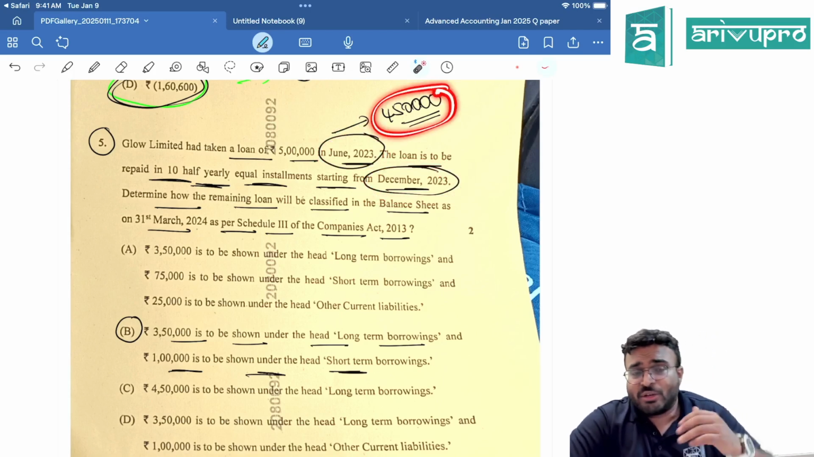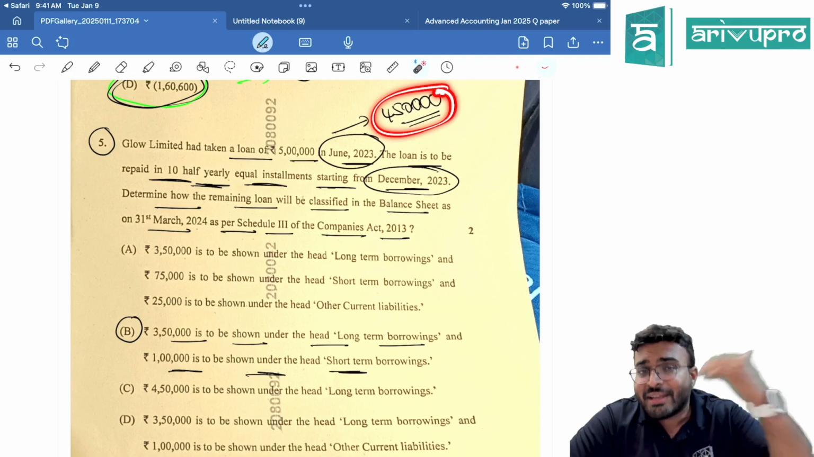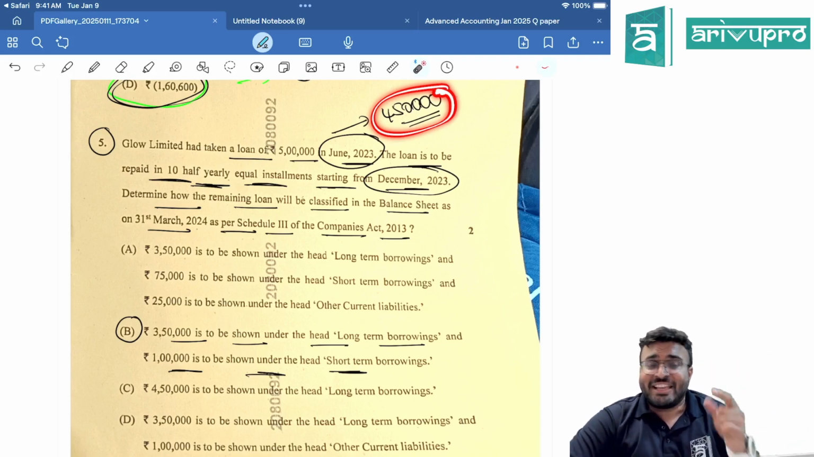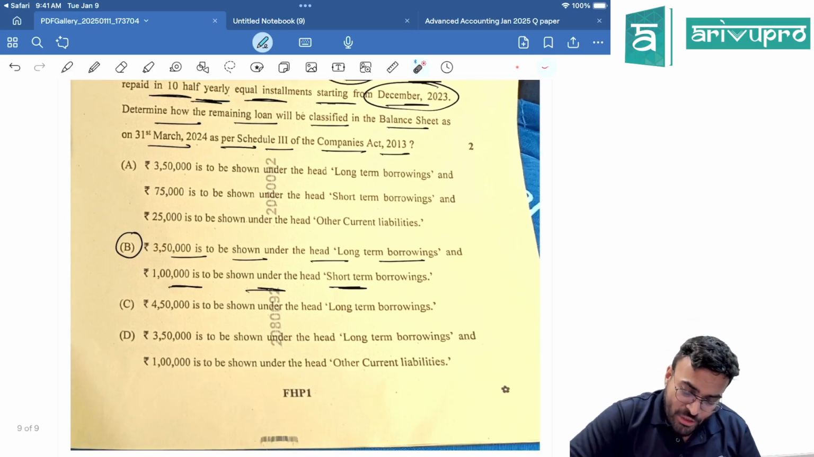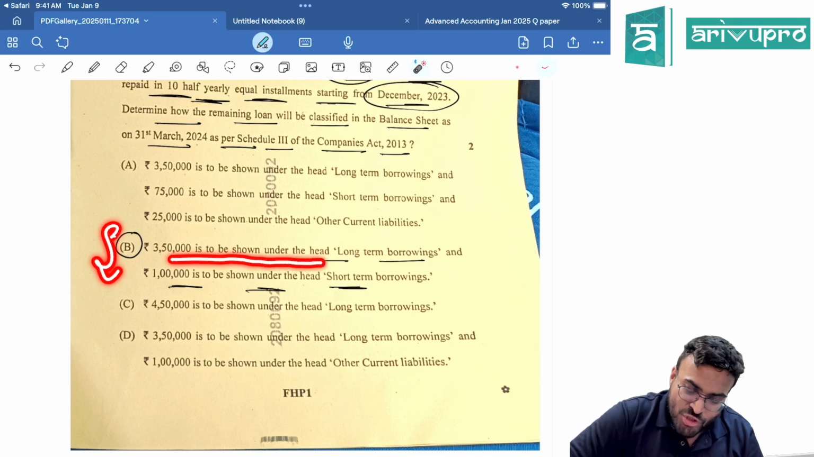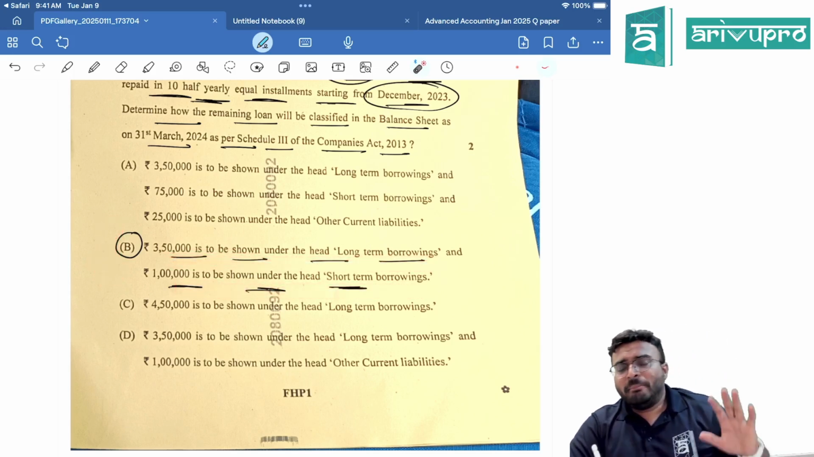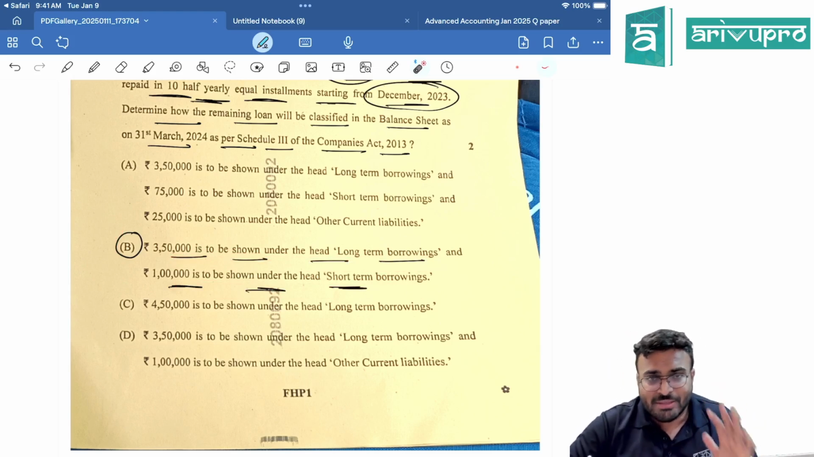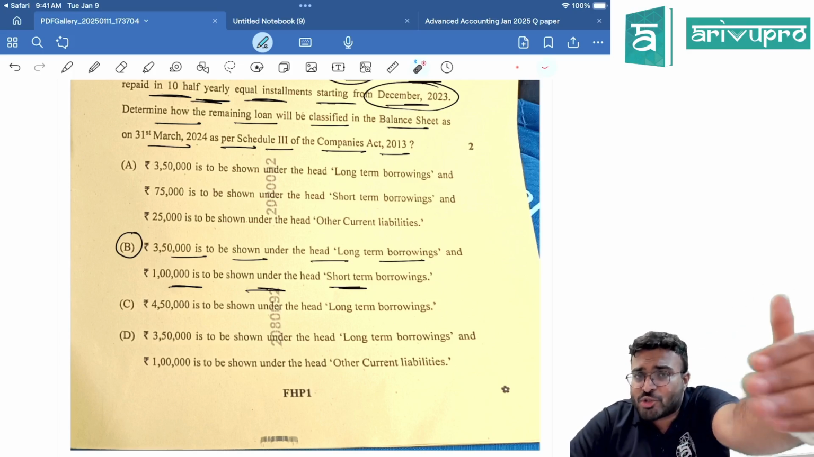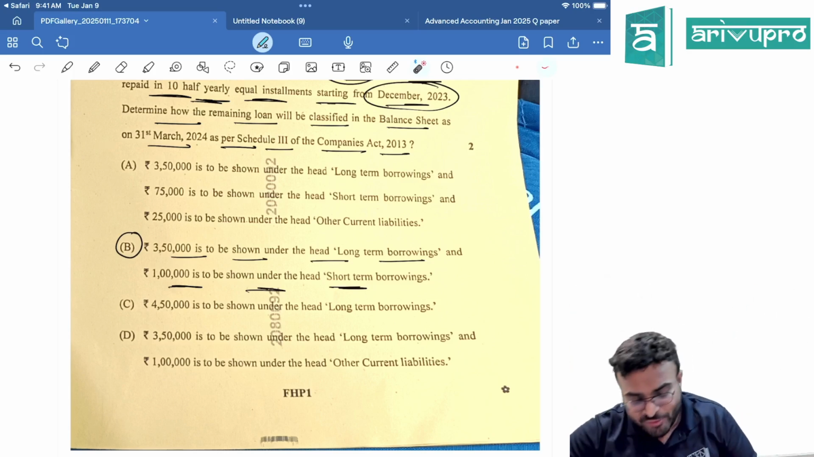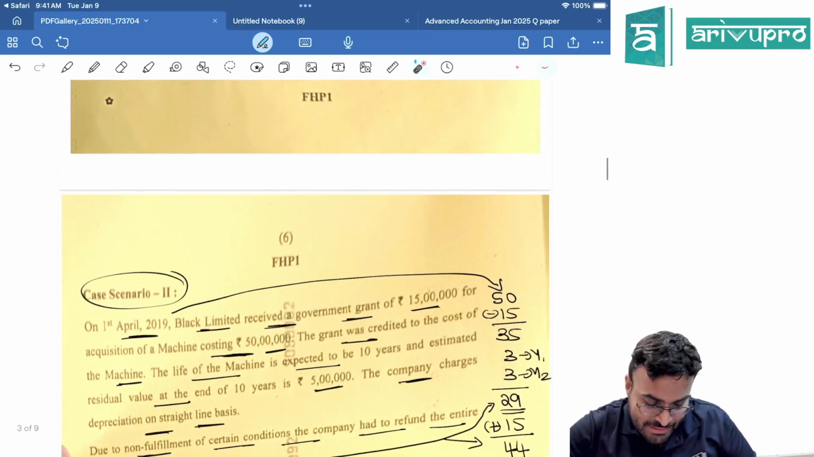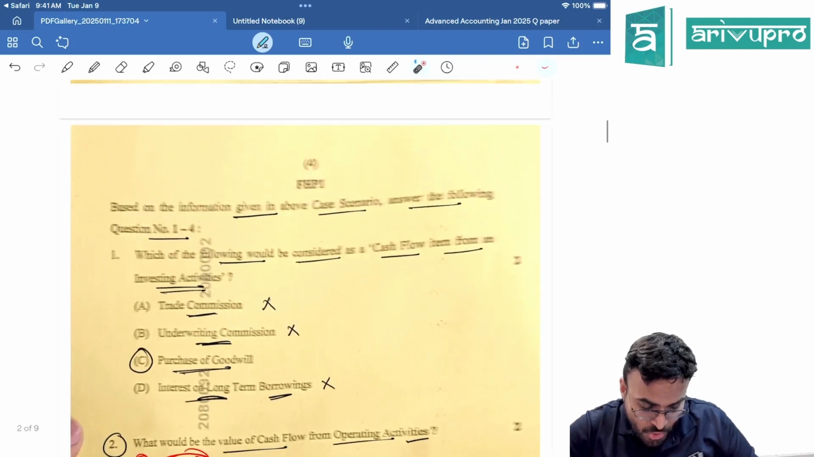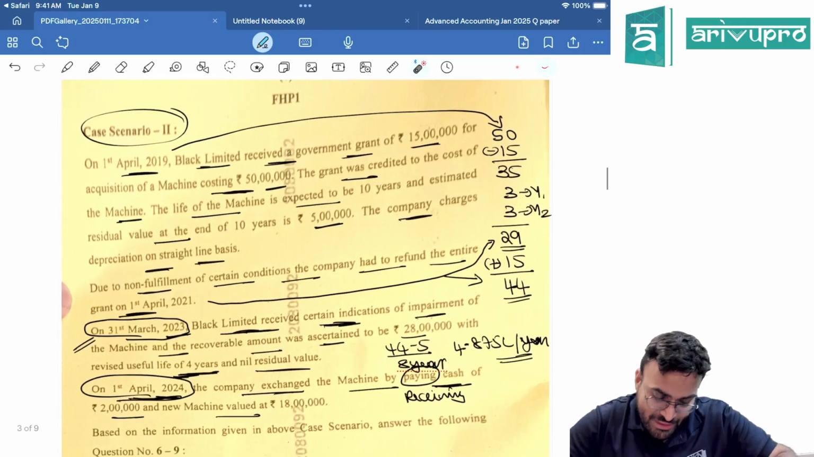Only 4,50,000. Remember, whatever is payable within the next 12 months, that is going to be considered as short term, and what is going to be paid after that is going to be considered as long term. So can you have a look at this? 3,50,000 is shown under the long term borrowings, and 1 lakh is shown under the head short term borrowings. Clear? Because 1 lakh will be paid in the next 12 months and 3,50,000 will be paid after that. That is question number 5. Let's go into question number 6. Question number 6. Yeah, we have a case scenario over here.